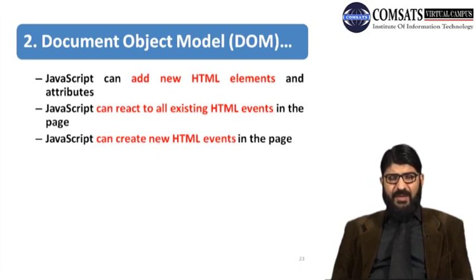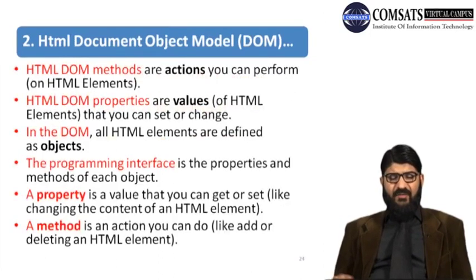And the JavaScript can also add new HTML events on the web page. So using the DOM model, the JavaScript becomes more powerful and can do these sort of functionalities after a page is rendered. Now see the DOM model detail. The first one is HTML DOM methods. HTML DOM methods are basically the actions you can perform on HTML elements. So with the help of the method, you can perform different actions on HTML elements.